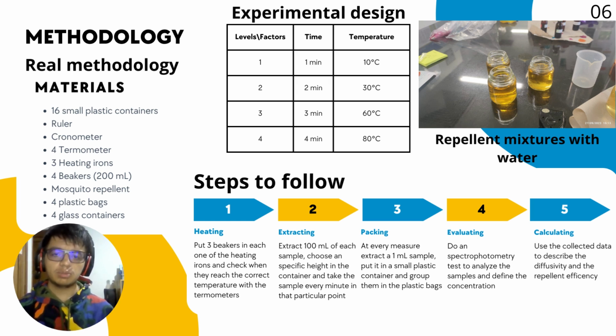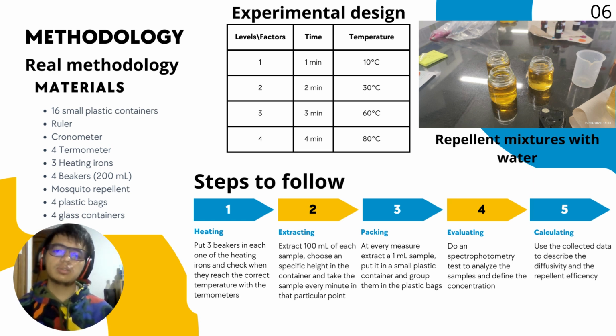Now for the real methodology of what we did in the lab. First, we have the experimental design, in which we had two factors, time and temperature, and four levels in each one, meaning that at the end we had 16 samples. And as we can see in the material, we had one small plastic container per sample.